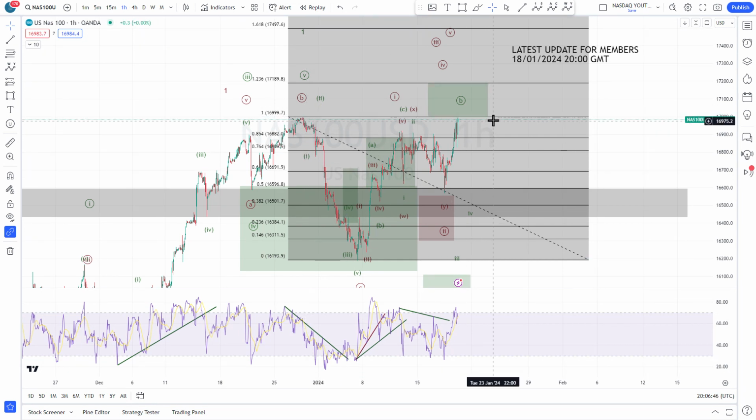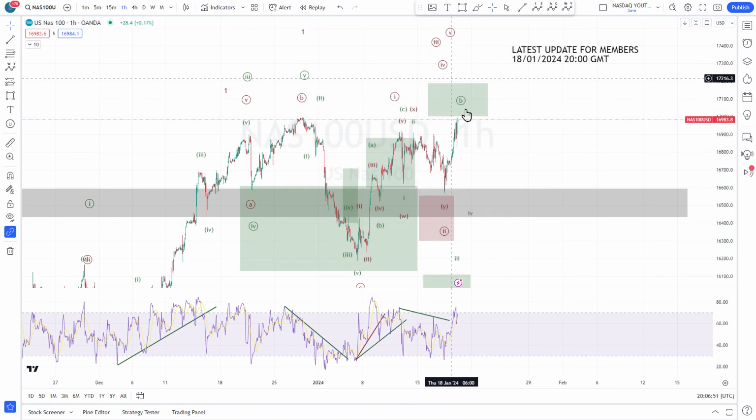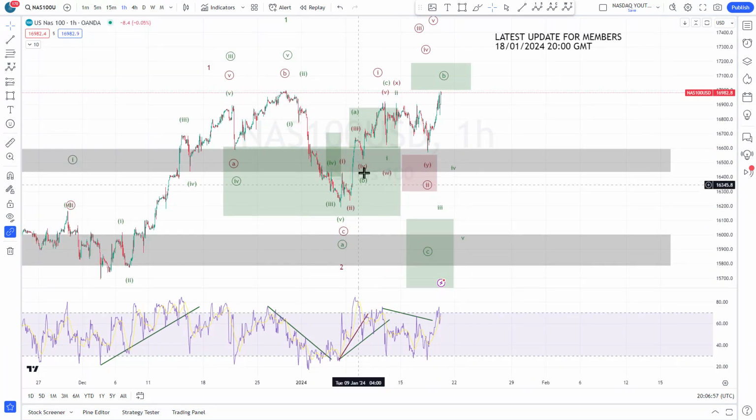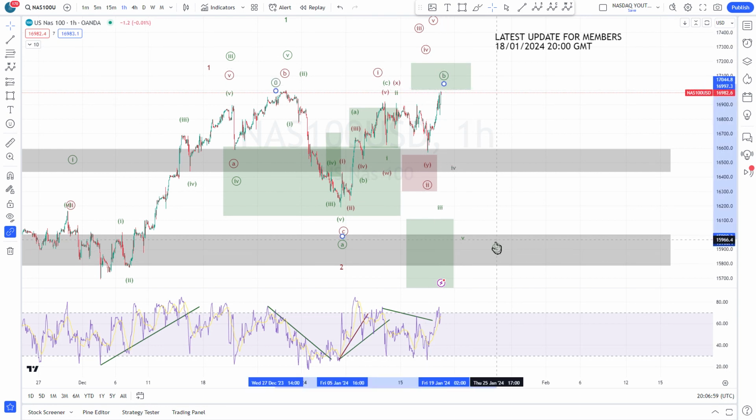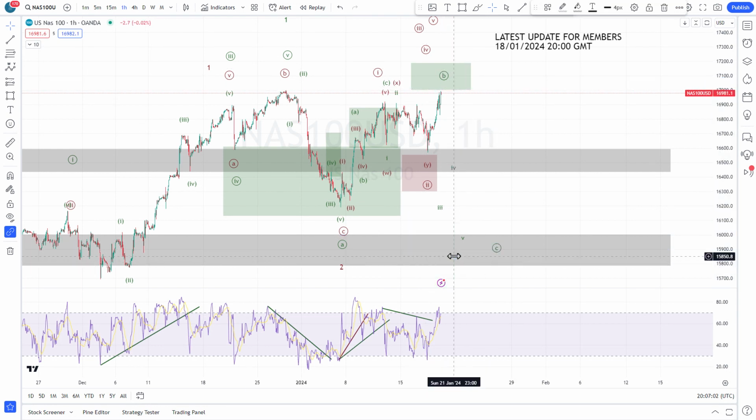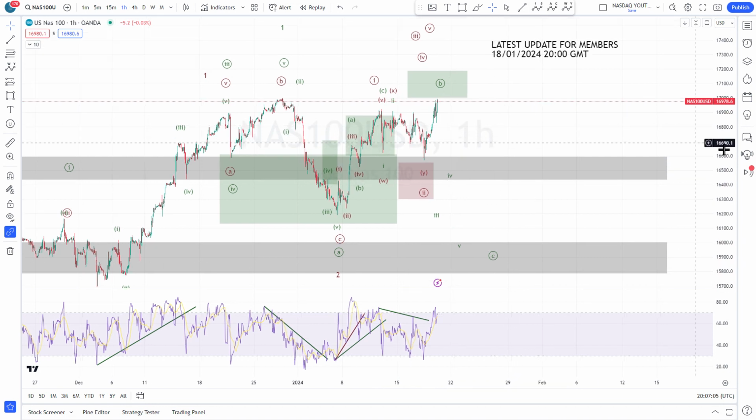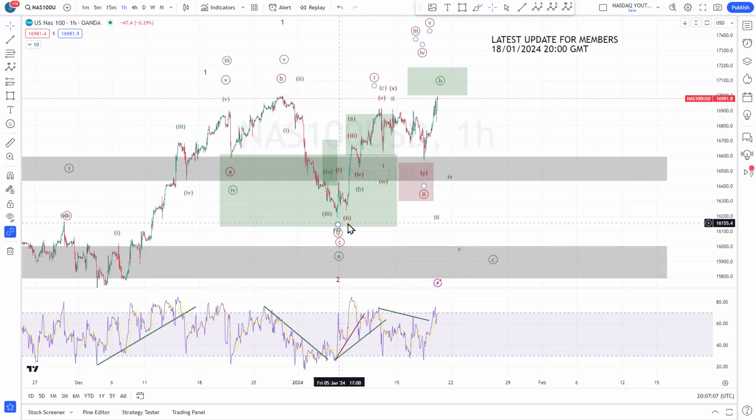But okay, assuming that we will take out the high later today or tomorrow, I just want to give you this scenario where we have an expanded flat structure, and after this wave B up, we could come down as a wave C. So that would still be a possibility to take out the low right here. Of course, if we do not take out the high right here, then the scenario, the A, B, C, without this being an expanded flat structure, is also still possible.